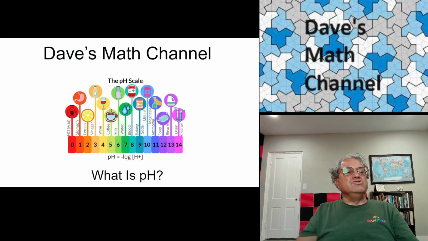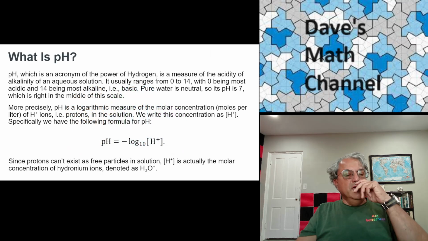So you kind of have an idea. If you look back at this picture, these are just pHs of familiar substances. I'll get into this more later, but you can see that it goes from 0 to 14 and 7's right in the middle. They're also color coded. I'll get into that too. But how do we define it mathematically?